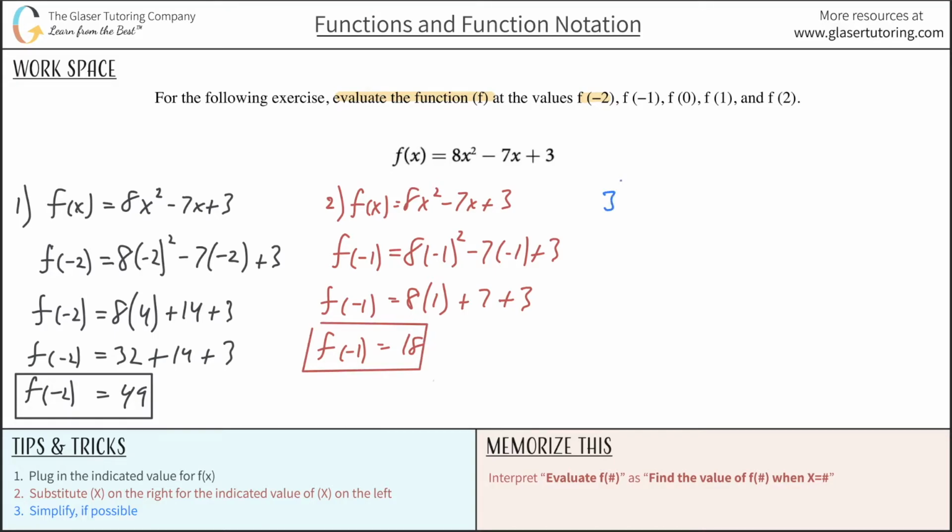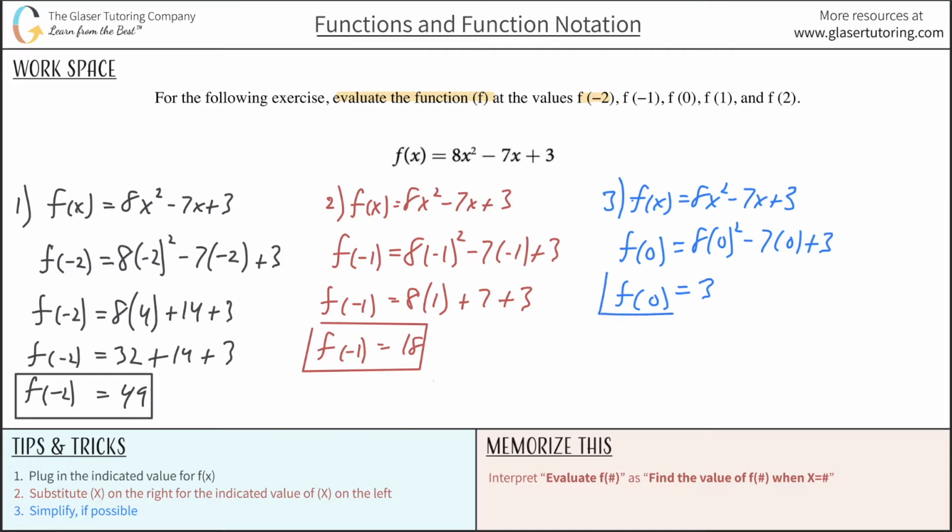Now let's do number 3. Same thing, rewrite the equation. f of x is equal to 8x squared minus 7x plus 3. Now we're going to evaluate at x equal to 0. Everywhere you see an x, plug in a 0. So this is going to be 8 times 0 squared minus 7 times 0 plus 3. This one is easy. Everything's multiplied by 0 except for 3, so that's your only value left.